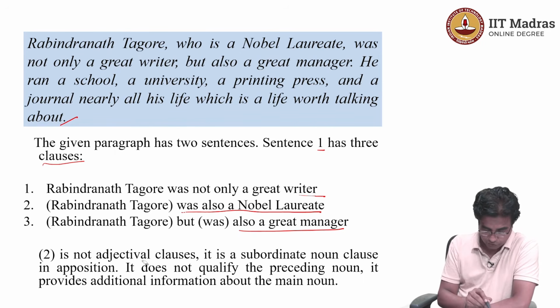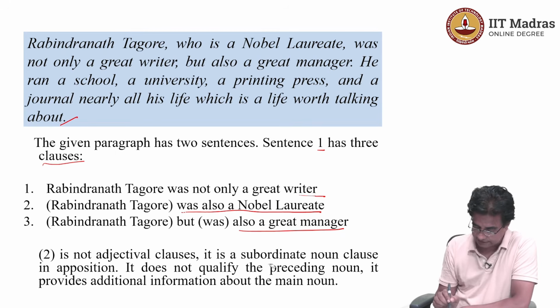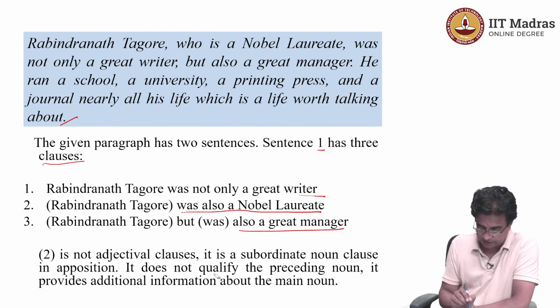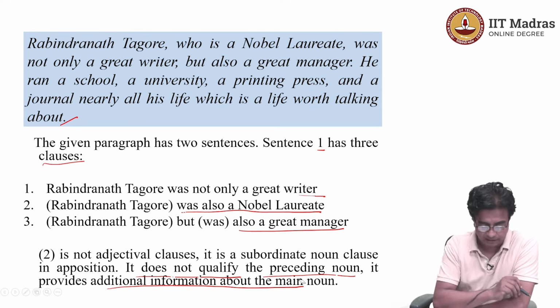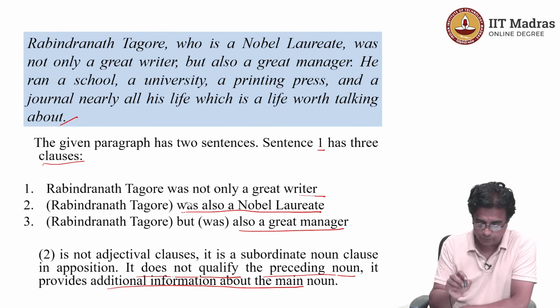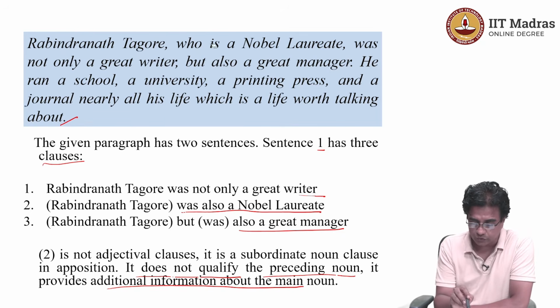Clause 2 is not an adjectival clause. It is not an adjectival clause. It is a subordinate noun clause in apposition, in the sense that it doesn't qualify the preceding noun. It provides only additional information about the main noun. So, what is the meaning of that? It means Rabindranath Tagore, who was a Nobel laureate, was not only a writer.